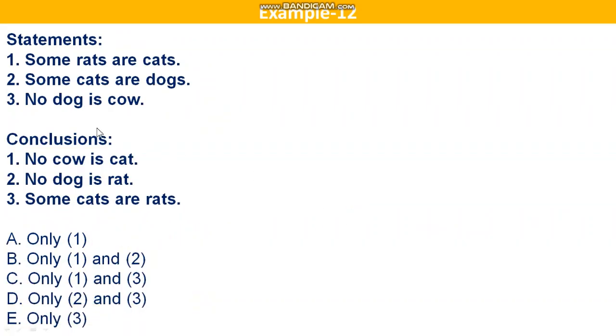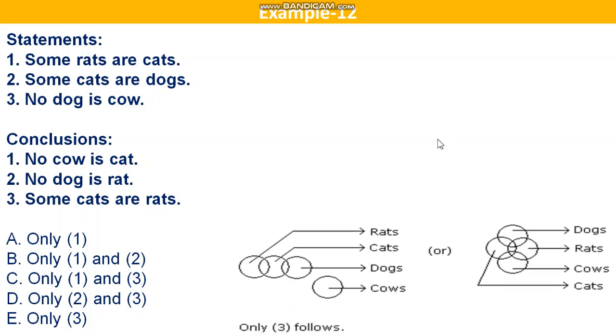Example number 12. I request you to pause the video and try the Venn diagram on paper. Okay, let's look at the solution. Some rats are cats, some cats are dogs, no dog is a cow. So 2 possibilities exist. Some rats are cats, some cats are dogs, and no dog is a cow. In the second Venn diagram, no dog is a cow, but some cows might be rats or cats.